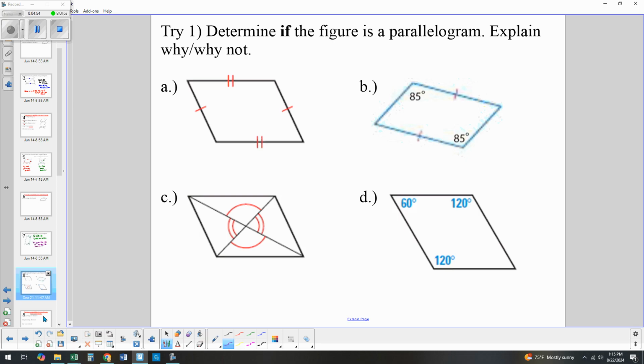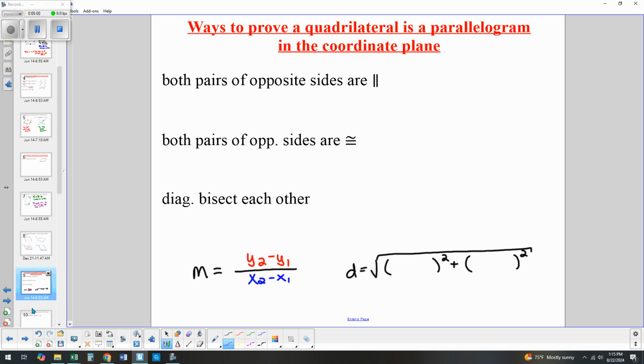Answers are posted online. So here are some ways to prove that a quadrilateral is a parallelogram in the coordinate plane. We can show that both pairs of opposite sides are parallel. We know that we could show lines are parallel using the slope formula, which is written down here. We can use both pairs of opposite sides are congruent. That would be using the distance formula, which is almost written out down here. We could use the fact that diagonals bisect each other. And the one that's not listed here for some reason is the last one we just learned: one pair of opposite sides is parallel and congruent.